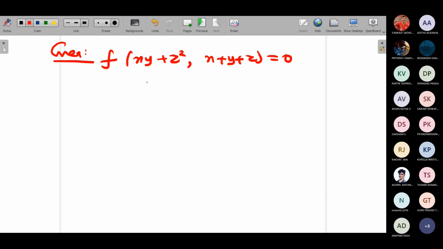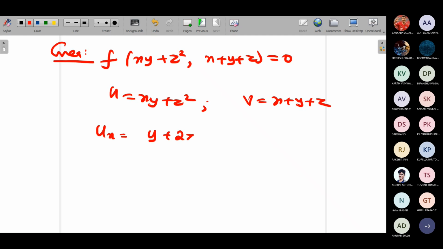So what is your u? u is equal to the first one, so u is equal to xy plus z square. And what is your v? v is equal to x plus y plus z. Find out ux. What will be your ux? y plus 2zp. And what will be your vx? It will be 1 plus p.